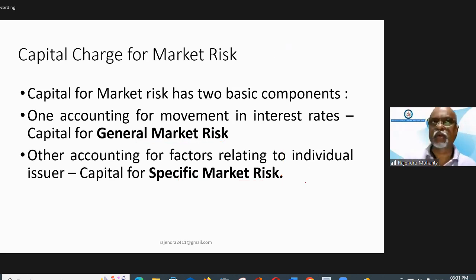Clear? So there are two different market risk capitals to be calculated. One is general market risk, another is specific market risk. Clear? Any doubt on this?